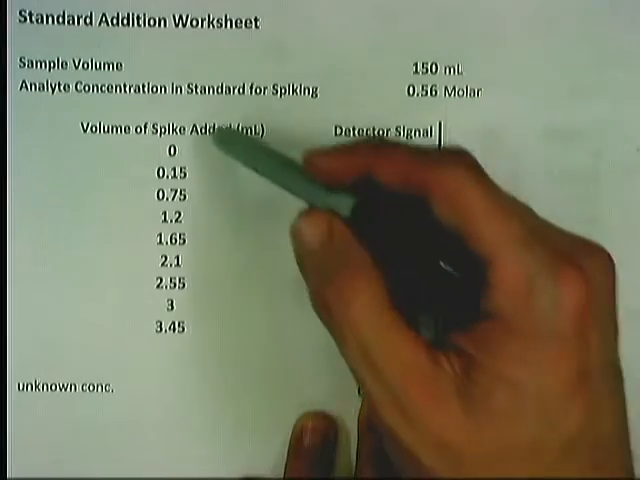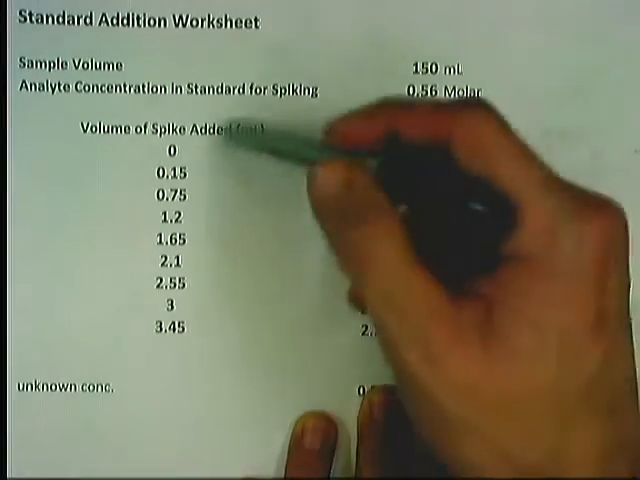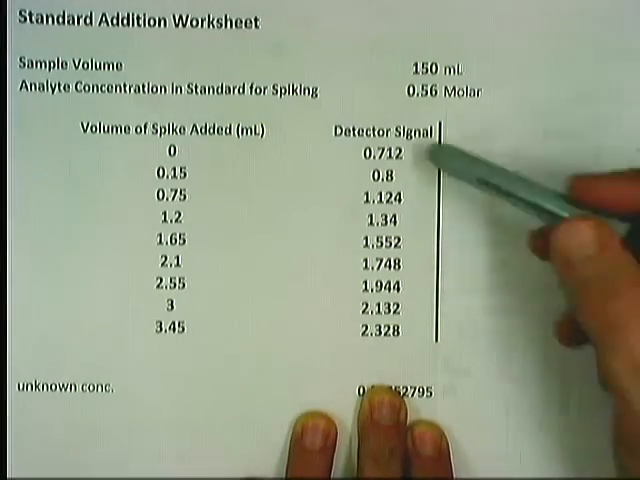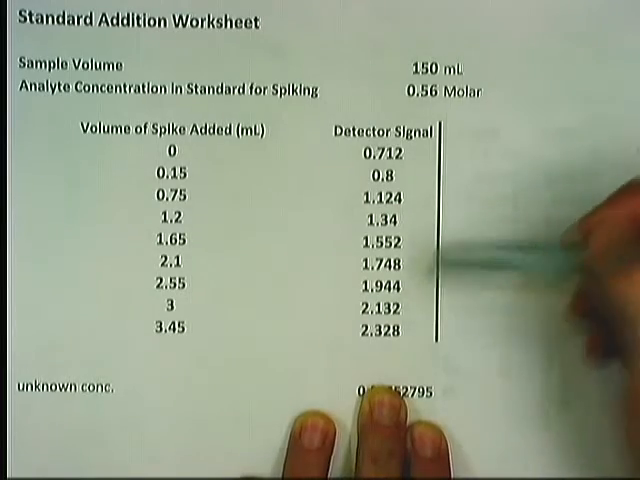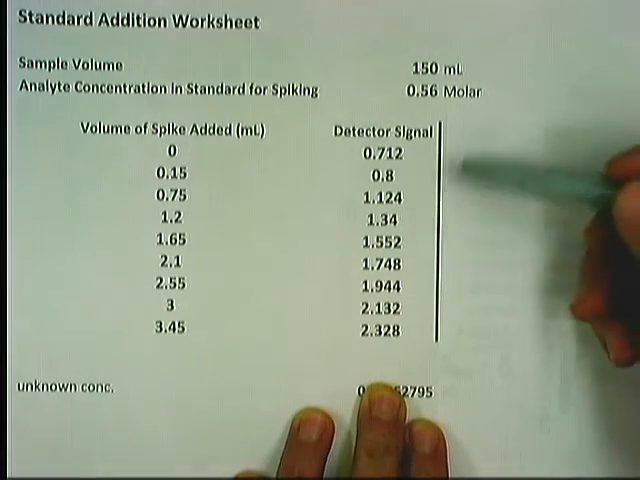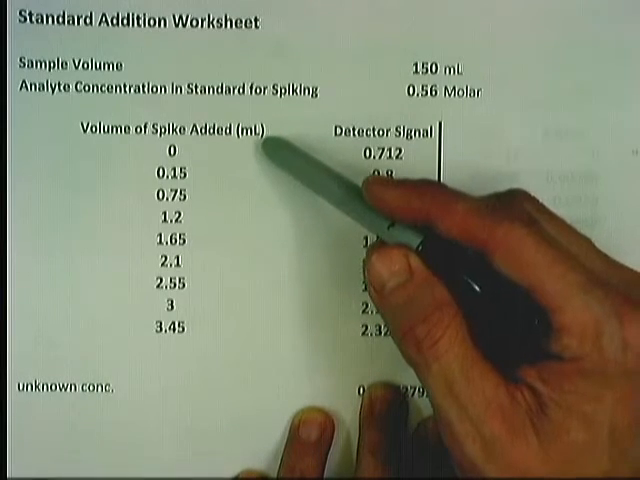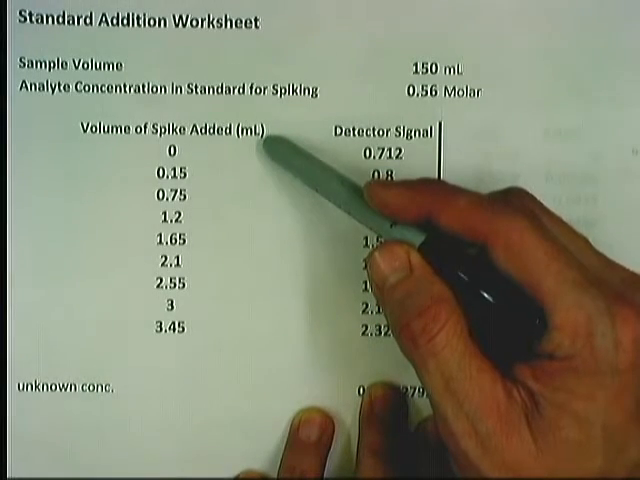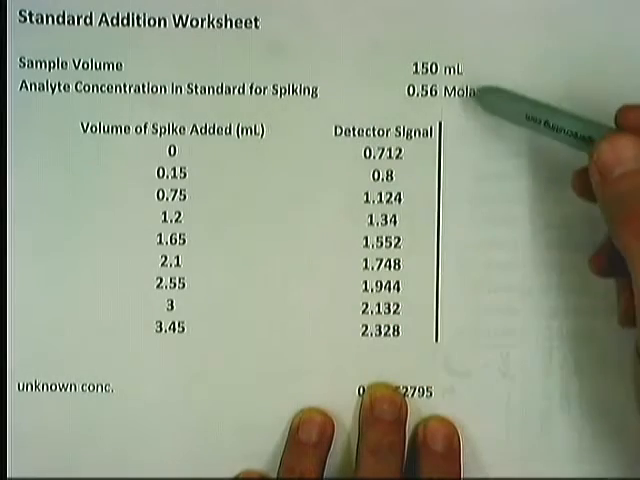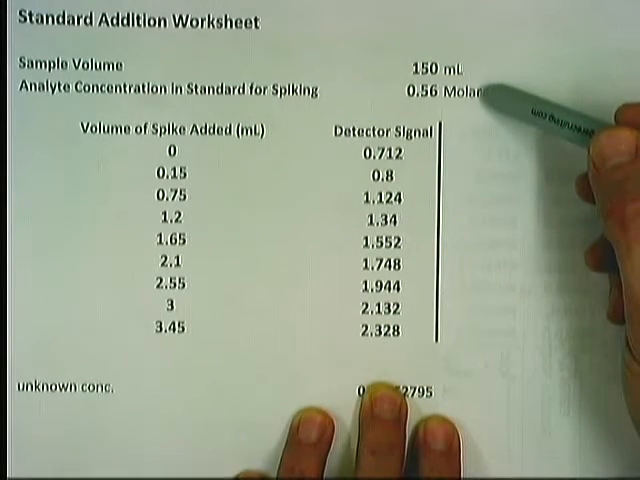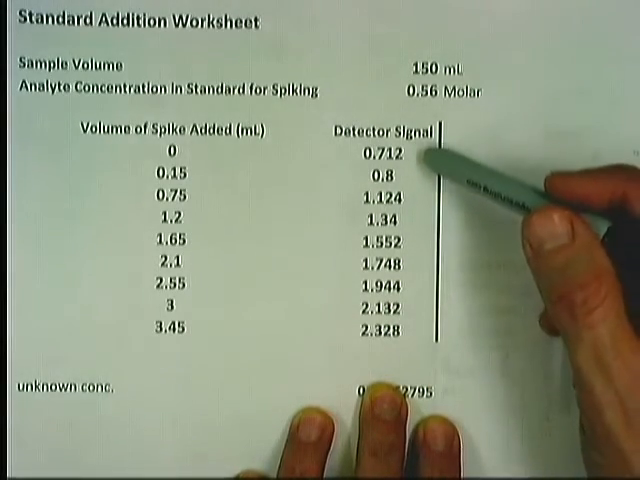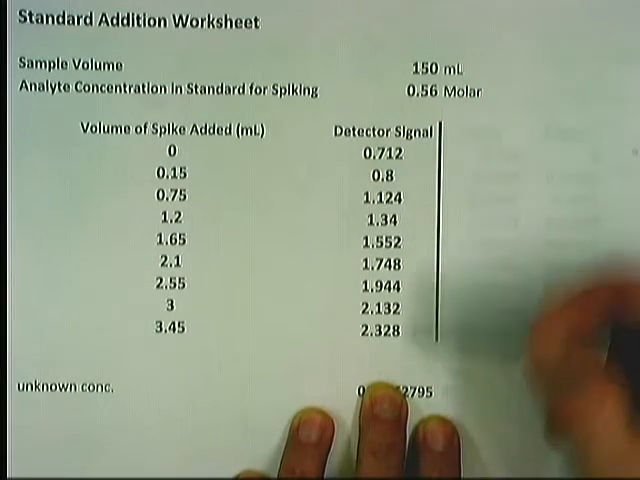Other things that you will know are shown here in these two columns. So this is all experimental data that you'd collect in the lab or you'd be given in the problem. Okay. What these two columns represent: the volume of the spike solution added. This is the volume in milliliters of that solution that you're going to add for each spike, and the corresponding detector signal that was registered.